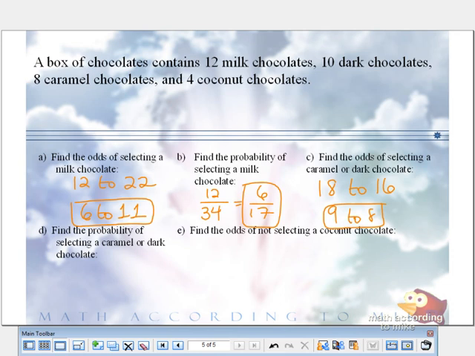D, the probability of selecting caramel or dark chocolate. How many total caramel or dark chocolate pieces are there? 18 over how many total pieces are there? 34. Good, and how does this reduce? Good.